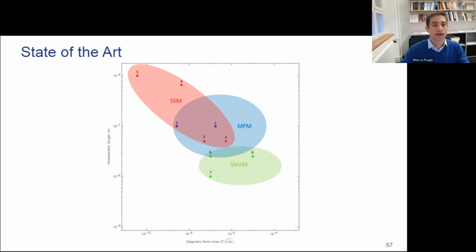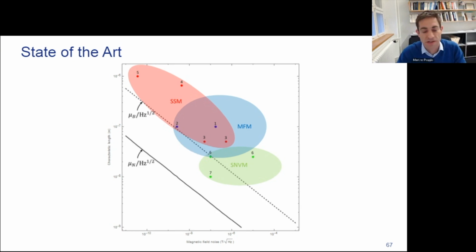If you then overlay this with what you need in order to measure, say, magnetic moments, that's represented by these diagonal lines. To measure 1 Bohr magneton per root hertz, you need to get over that dotted line. To measure 1 nuclear magneton, you need to get over that solid line. And you can see that scanning SQUID is positioned very well. Scanning NV magnetometry is positioned very well for magnetic moment, because the fields generated by magnetic moments fall off so quickly with distance, one over the cube of the distance.